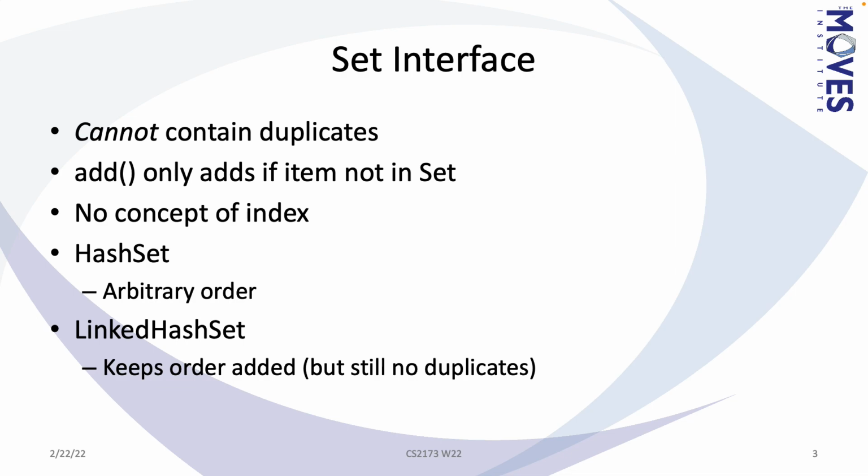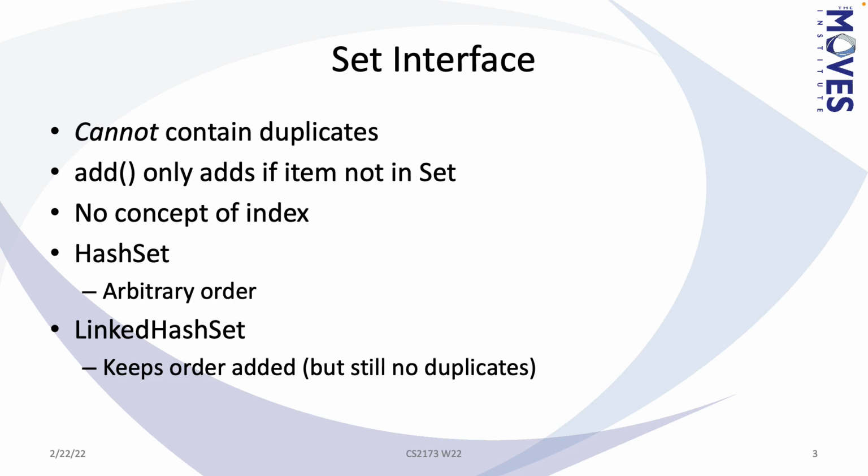So again, just by review, the set interface, any implementation, cannot contain duplicates, and that also applies to sorted sets, and sorted sets are sets. And there's no concept of an index. With a hash set, the order is arbitrary, whereas with a linked hash set, it kind of keeps them in the order that they're added, but still no duplicates.